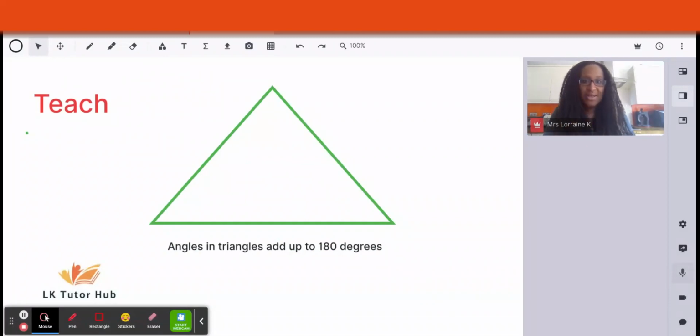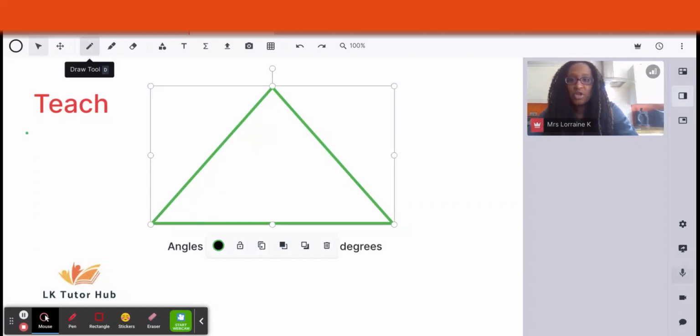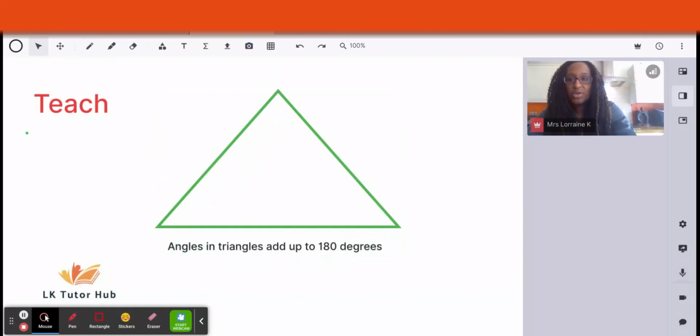Okay, so the first thing I'll do is I'll literally just teach. So I'll have a triangle, I'll copy it out or whatever, and I'll say these 3 angles in every single triangle in the whole world. Let me get my pen out. Every single triangle adds up to 180 degrees.